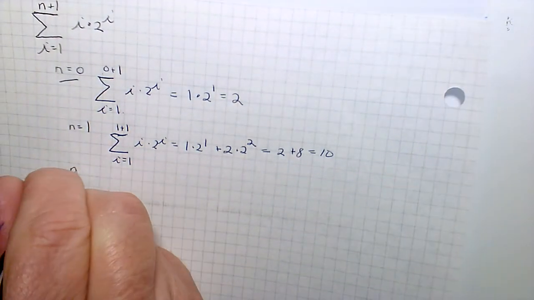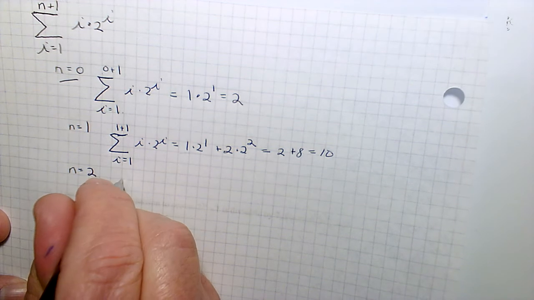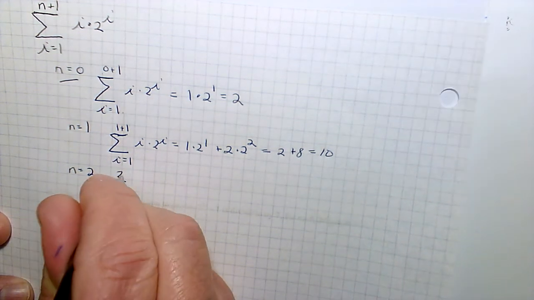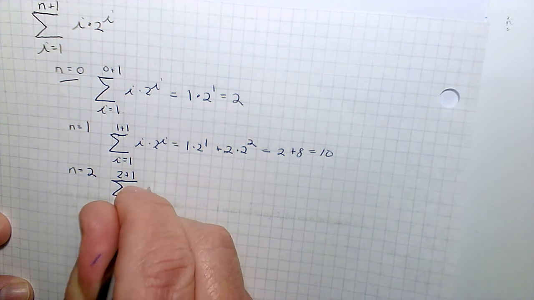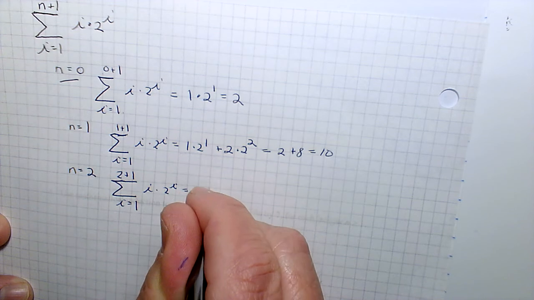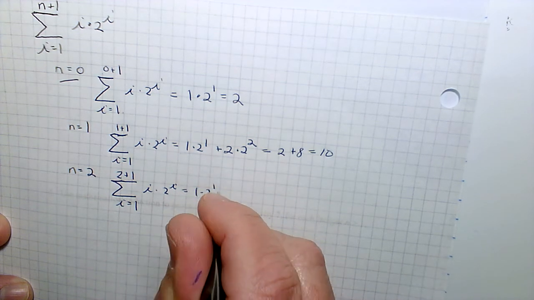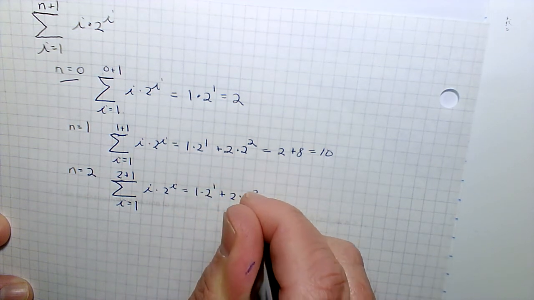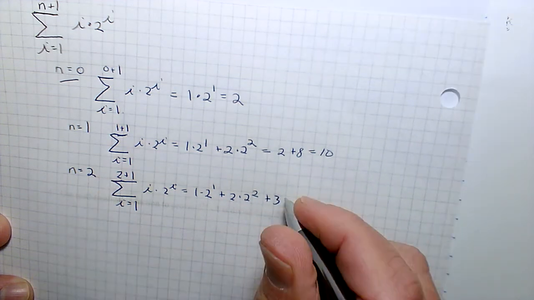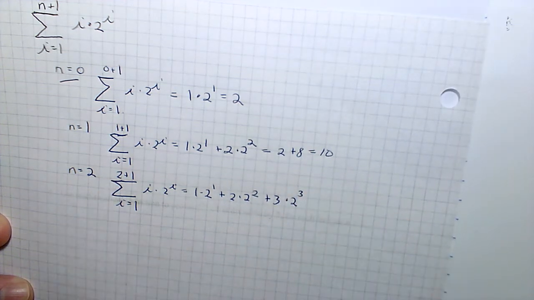When n is equal to 2, we're going to do the sum going from 1 to 2 plus 1, which means there's going to be 3 terms, i times 2 to the i, which is going to be 1 times 2 to the first, plus 2 times 2 squared, plus, we end at 3, 3 times 2 to the third. I'm not even going to do the sum at this stage. If you'd like to do that because it helps you see what's going on, then go right ahead. I'm more interested in the pattern.